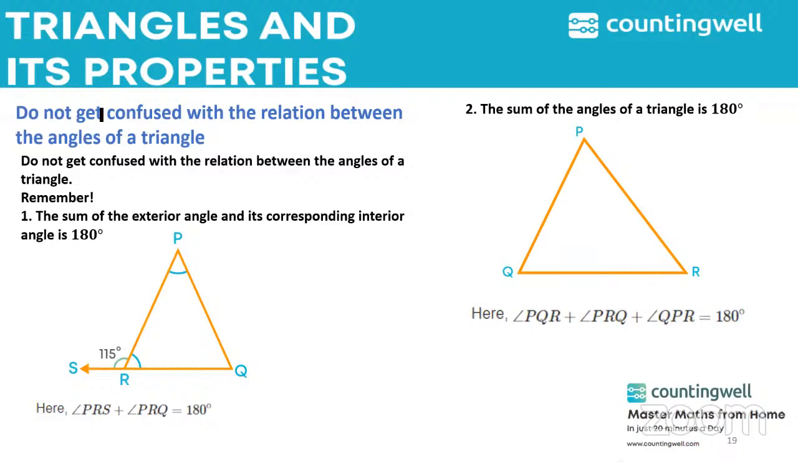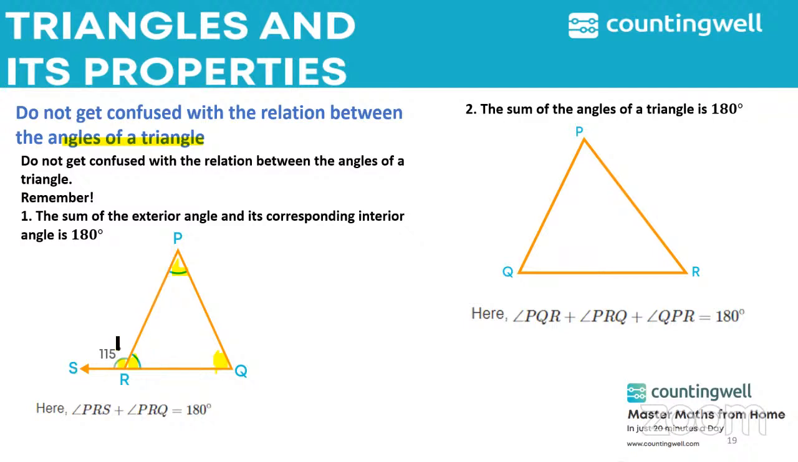Whenever you are using properties for triangles, do not get confused with the relation between the angles of a triangle. Note that the angles shown here, P, Q, and R, are the interior angles of triangle PQR, and PRS is called the exterior angle of triangle PQR. Remember that the sum of an exterior angle and its corresponding interior angle is 180. So PRS plus PRQ equals 180.